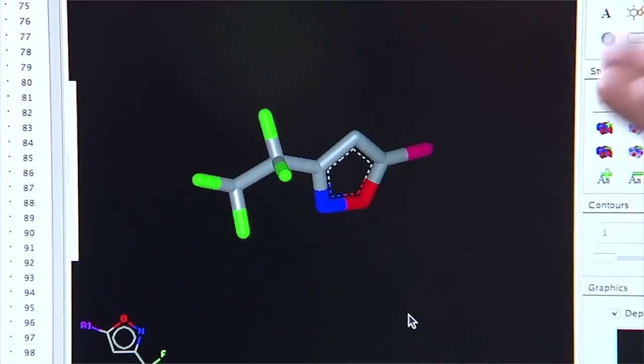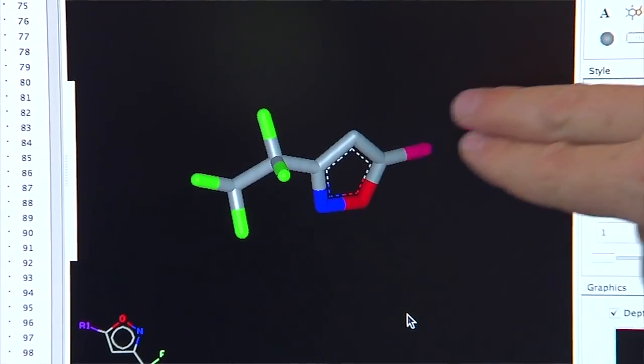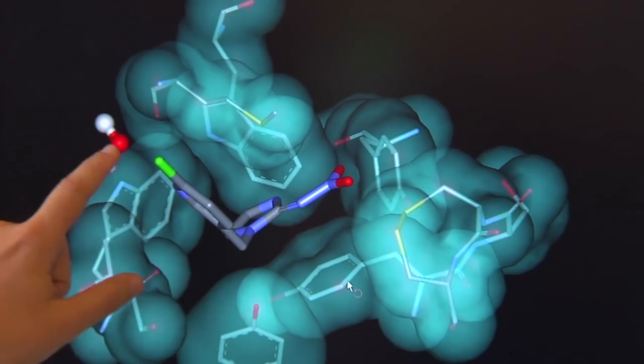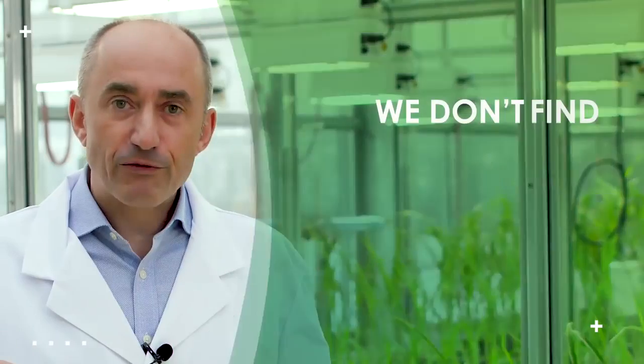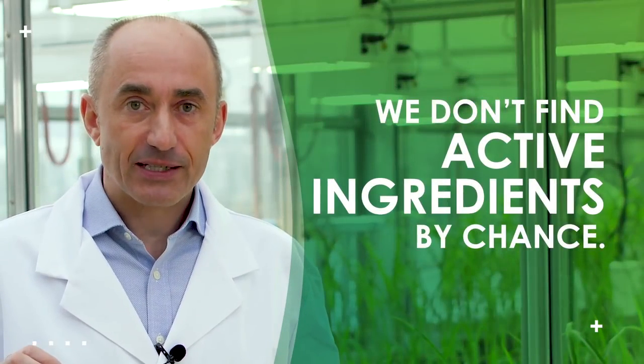With crop protection products, at the kernel of them, there's the active ingredient. But the active ingredient is normally a molecule, or maybe more than one molecule, that is precisely designed to kill a pest or a weed or a disease or solve a problem. It may actually solve a stress that the plant is under. We don't find active ingredients by chance.